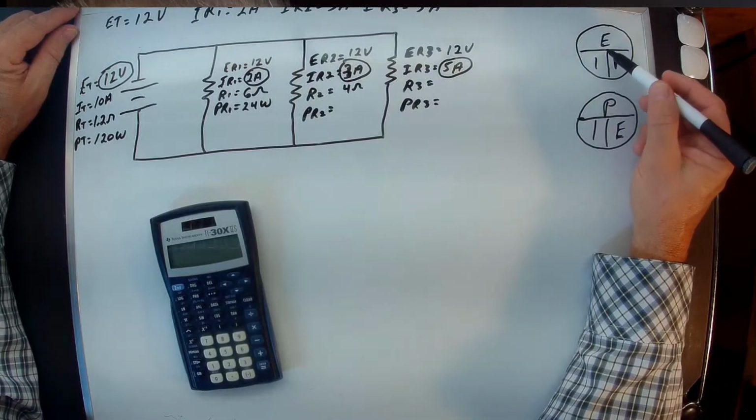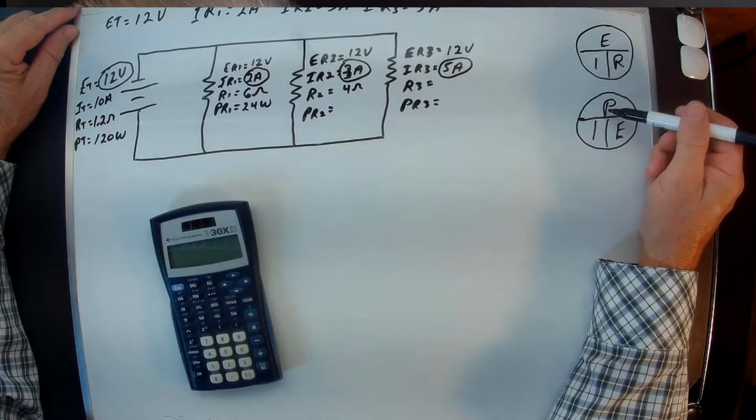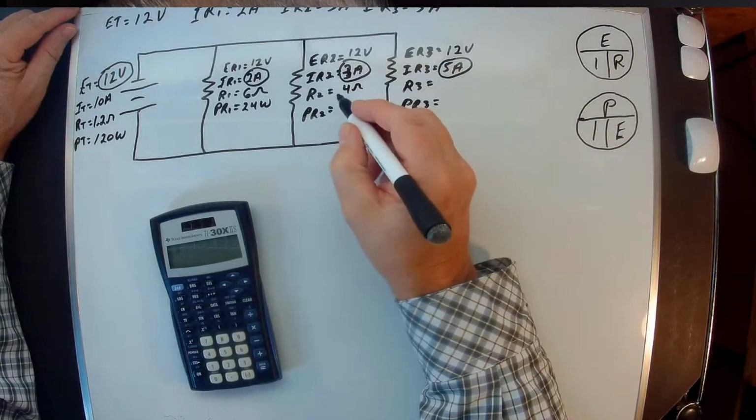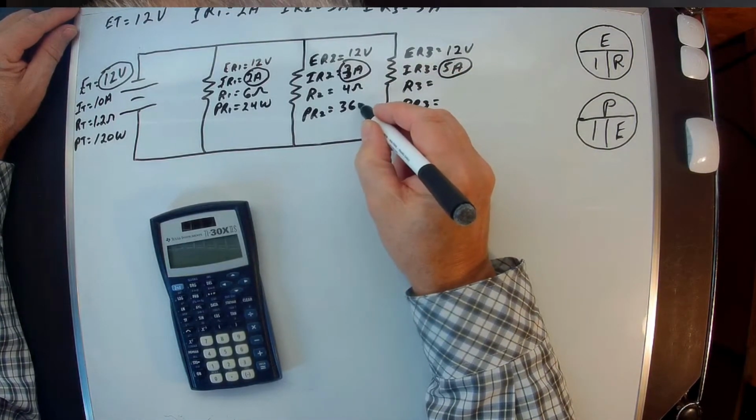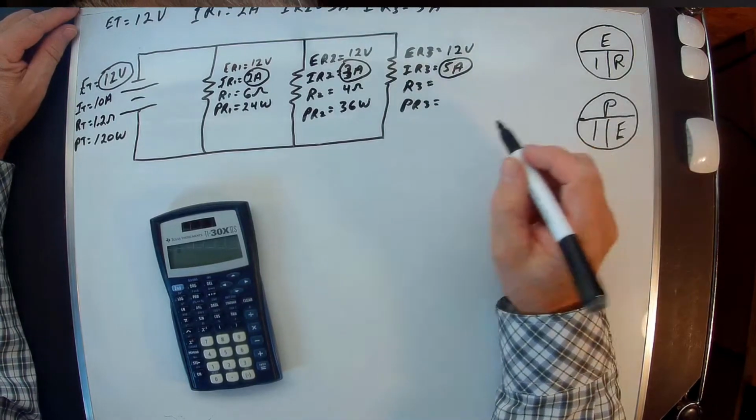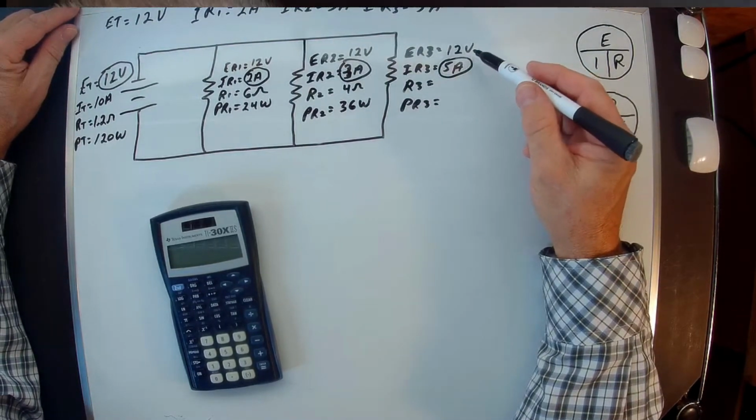And then power is I times E, so 12 times 3 gives you 36 watts. All right, next do the next one.